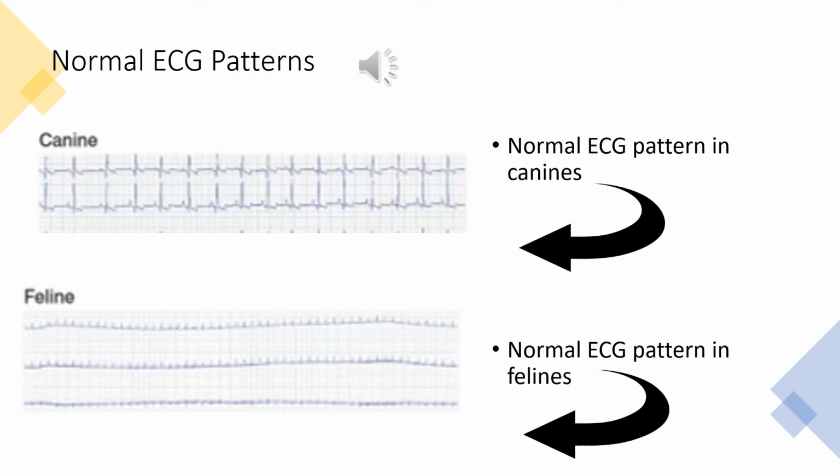Reading ECGs properly can take some time and training. With experience, your proficiency will increase. When looking at normal ECG patterns, we can see that they are generally uniform in wave appearance. The canine ECG will often be larger than the felines. Featured on this slide are two normal wave patterns for canine and for feline.